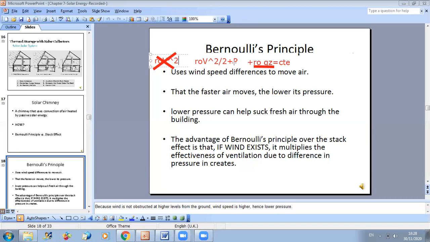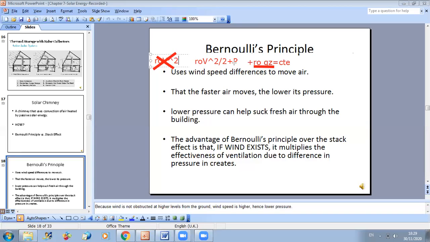Okay. So you can mainly benefit from Bernoulli's principle in case you have wind. Due to wind effects, you can have circulation of air in your space in a simple way. Because the faster air moves, the lower will be its pressure, and lower pressure can help to suck fresh air through the building.